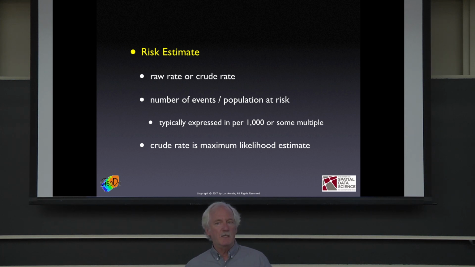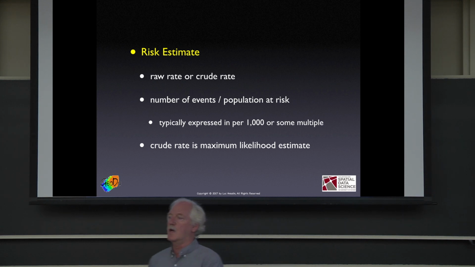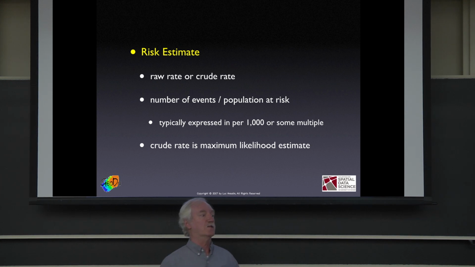Now, this may sound straightforward. The event part is easy. The population at risk part is not easy, and that requires some thinking. Let me give you an easy example that is actually very complicated: crime rate. Crime rate, event part, we know: the number of arrests for this or that or the other. What is the denominator? It's the population at risk, right?